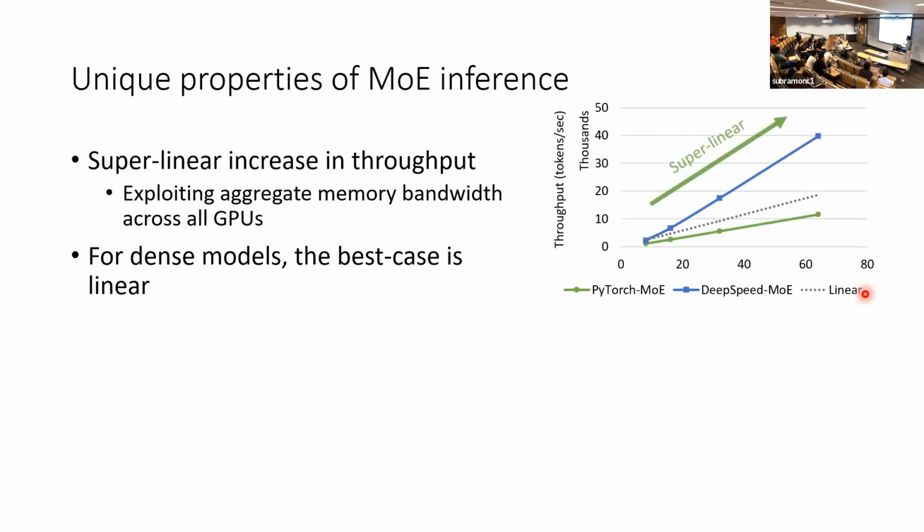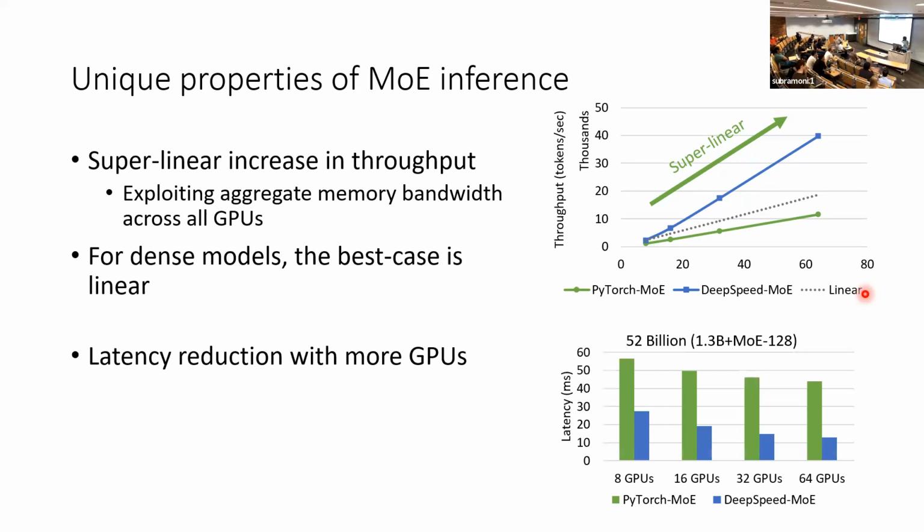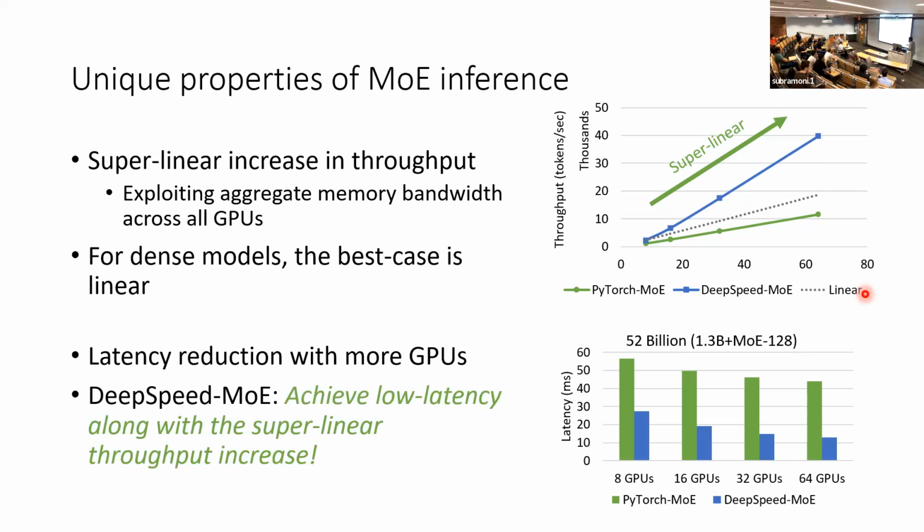And interestingly, there are some very unique properties of MOE inference that allow you to actually infer these models on multi-GPU much faster. For dense, the best case is you'll go linear. Especially for throughput, you can do super linear speedups because now you don't have a dependency. You can break the dependency and you can do multiple experts per GPU independently. So you can do data parallelism, no communication needed at all. Similarly, we have this low latency along with super linear throughput.